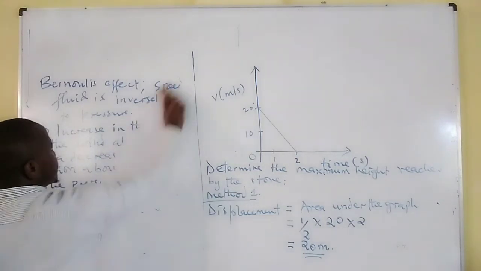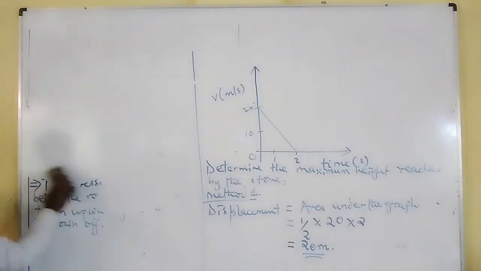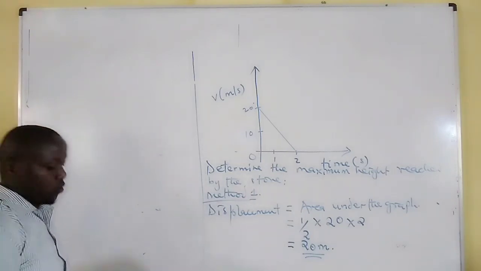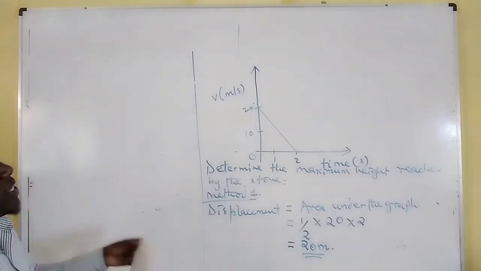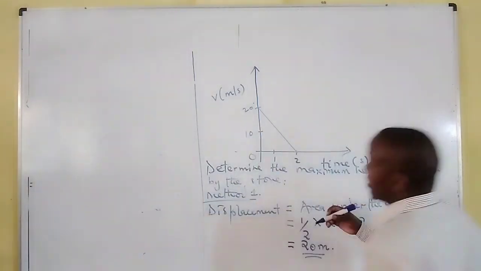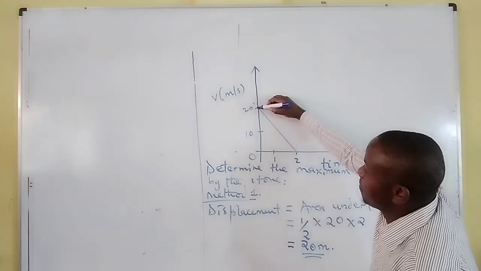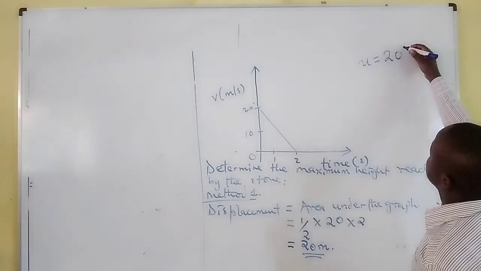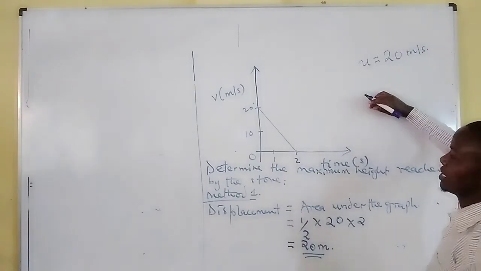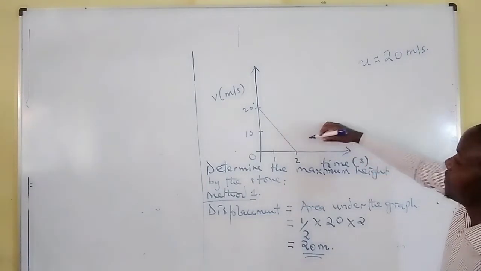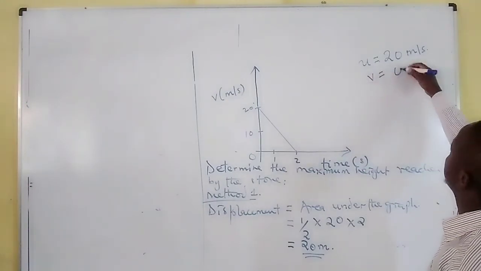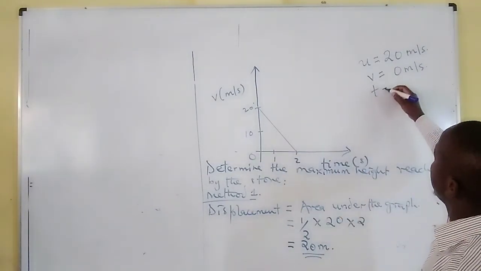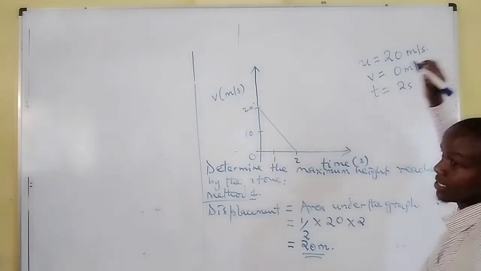Again, when you try to interpret this graph, you discover that this particle, it is a stone, yeah? This stone has been released, and it has started when the velocity is 20. Therefore, we can say that the initial velocity is 20 meters per second. Then it will go until the velocity is 0. So the final velocity is 0 meters per second. And that has happened within a time interval of 2 seconds.